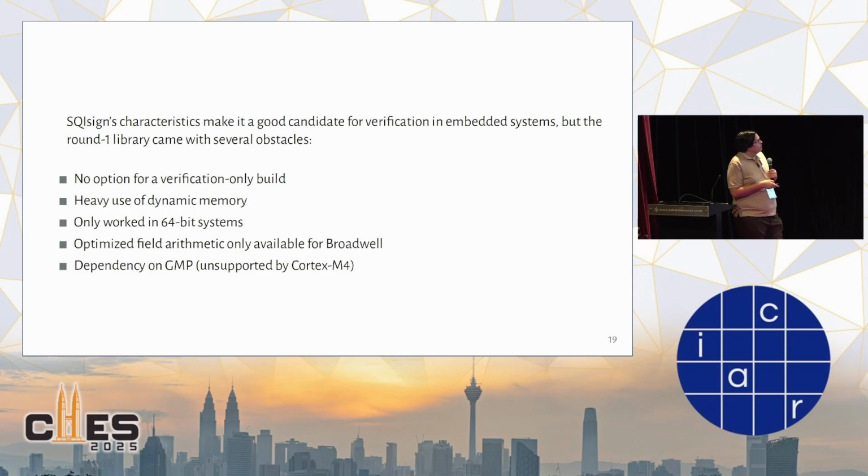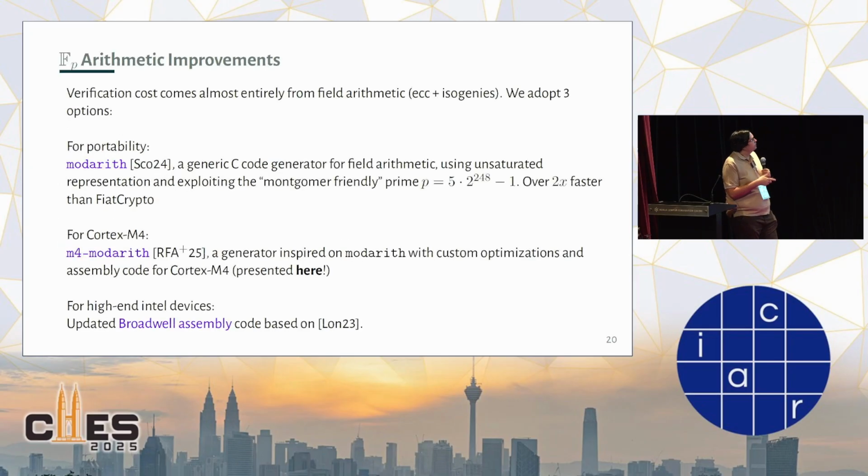We also had heavy use of dynamic memory. It only worked in 64-bit systems. And also, if you wanted to optimize field arithmetic, we only had an option for the Broadwell architecture. Outside of that, you were stuck with fiat crypto, which is not terrible, but also not the best. And it also had a dependency on GMP, which again uses dynamic memory, and it's not supported by the Cortex-M4.